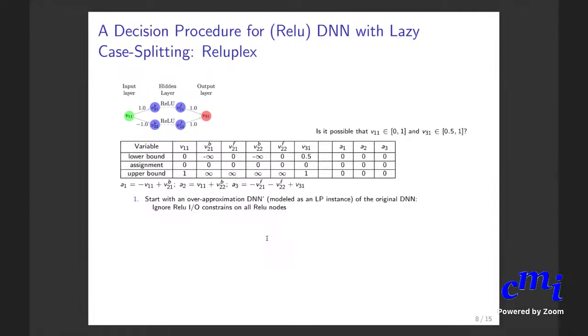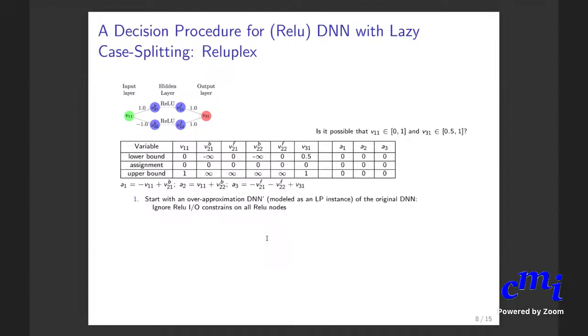In order to see if this is satisfiable, you have to get some values for all these internal nodes such that they satisfy whatever constraints are on them, along with these constraints. That is what you have to do.